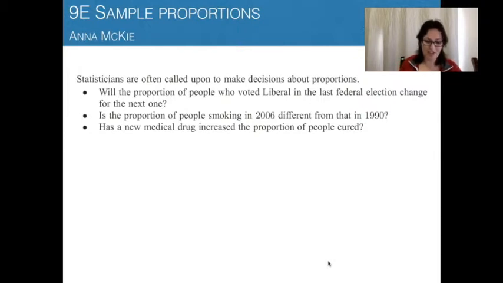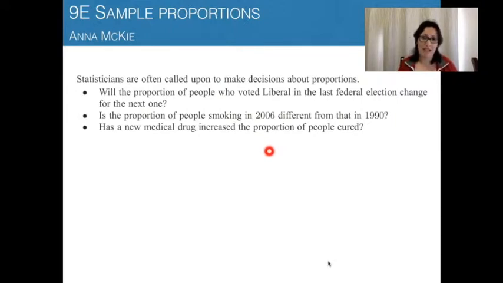If statisticians are called upon to make decisions about proportions, for example, will the proportion of people who voted Liberal in the last federal election change for the next one? Or the proportion of people smoking? Or has a new medical drug increased the proportion of people cured? How would you be able to solve that definitively? You would have to survey everybody involved, a complete census. That's not always possible. So what options have you got available to you if you can't do that?